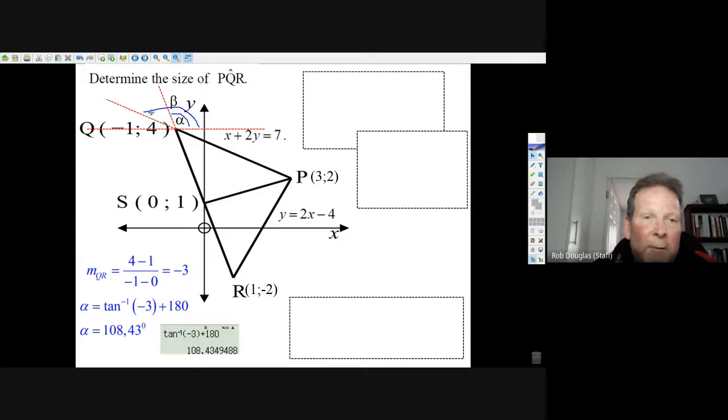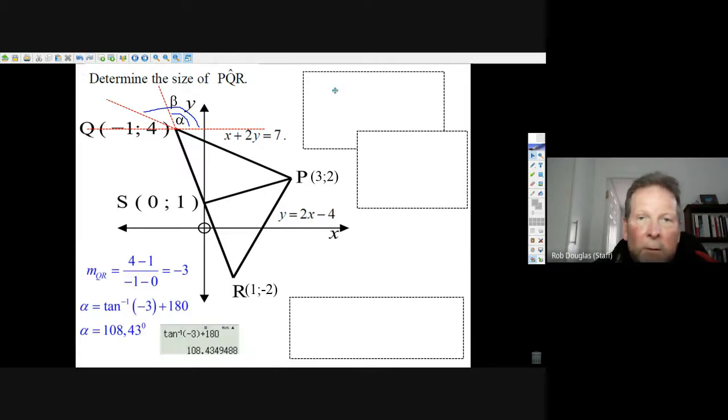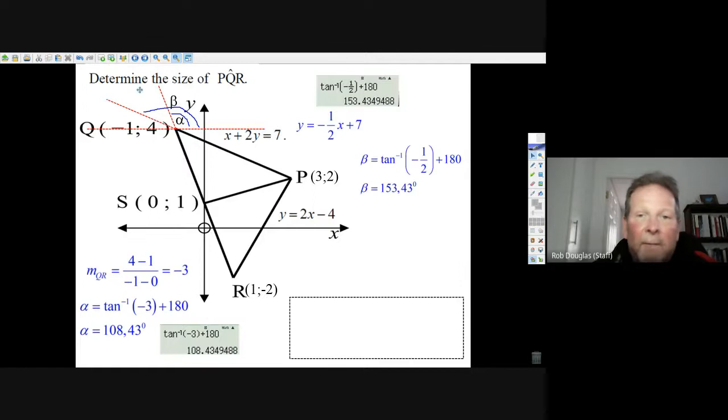Well, now there's this big angle beta. I need the gradient of this line, PQ. I could go 4 minus 2 over minus 1 minus 3 and get the gradient, or I could put this in the form of y equals, and then it would turn into -1/2. You see, you just subtract x, divide by 2. The gradient is -1/2. Now shift tan of -1/2 and add 180.